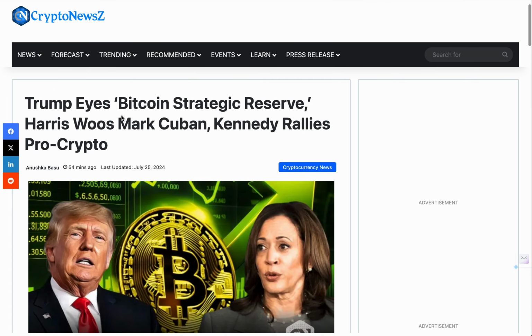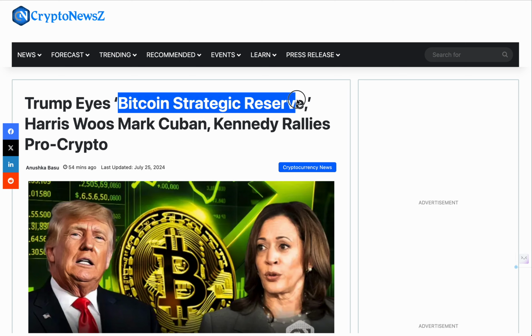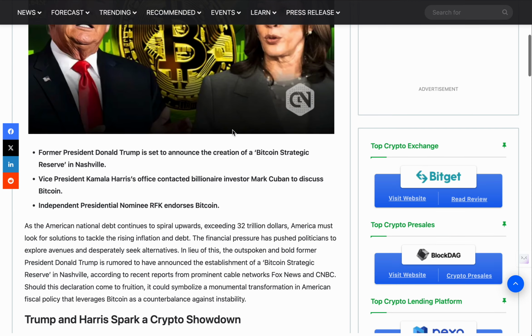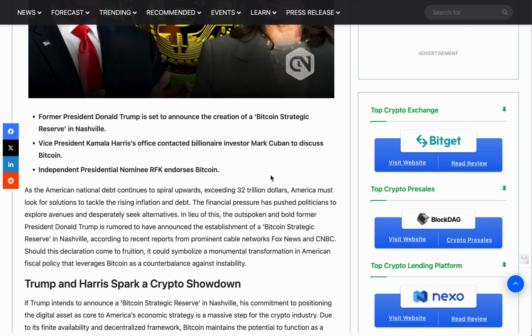And I think this is the silliest narrative at the moment, that Trump will somehow announce a Bitcoin strategic reserve for the United States. No way, that's not going to happen, because he's not even a president. I don't think he will announce a Bitcoin strategic reserve. I saw some of these posts on X, and I think these are just silly.